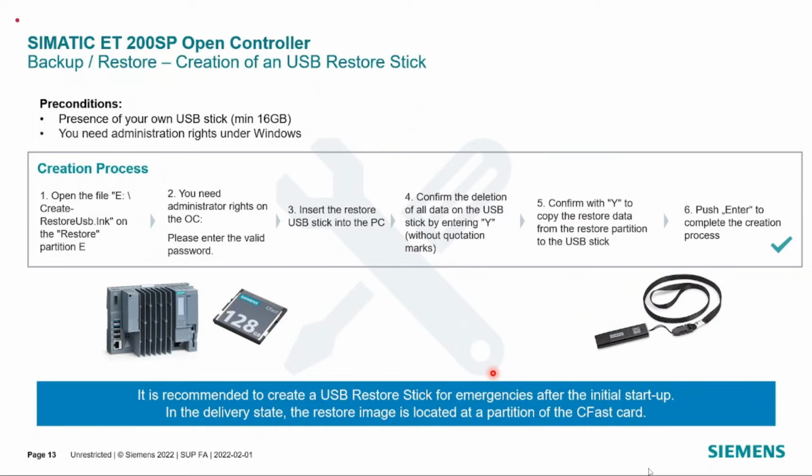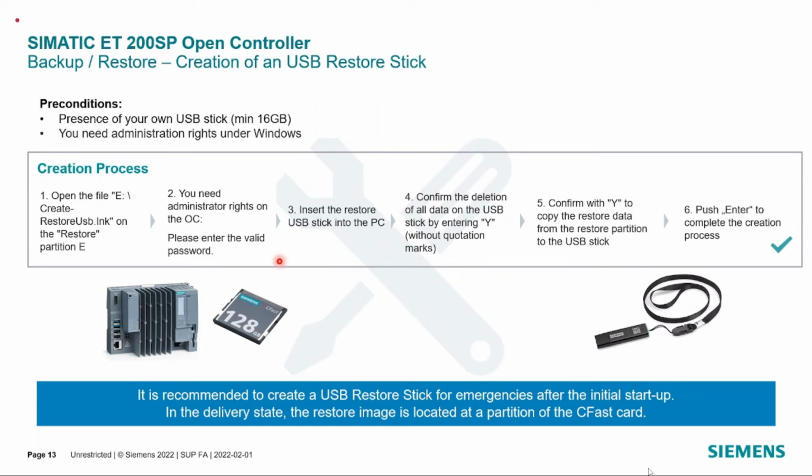Already given the backup. So how to restore that backup or keep that backup in a separate USB? You will require a USB stick of minimum 16 GB, and also administrative rights under Windows. So we can open the file and create a restore USB link on the restore partition E of this Open Controller. Then we need administrator rights and to enter the valid password.